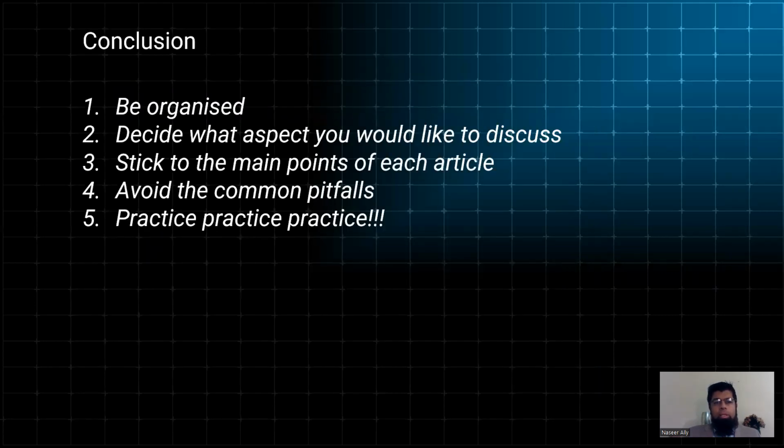So in conclusion, you need to be organized. You need to decide exactly how you are going to collect the articles, which articles you are going to include, and how you are going to do the write-up. Also decide what aspect you would like to discuss. So for example, you may discuss the clinical trials under one section and the anti-VEGF agents themselves in another section, and each section would have different citations to support your discussion.